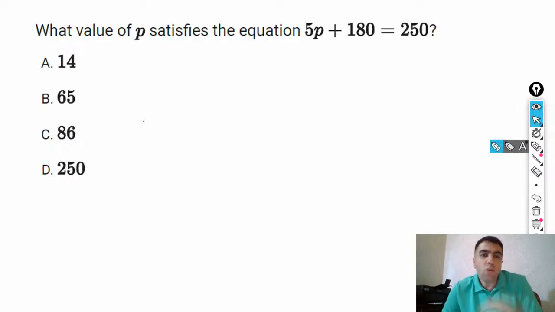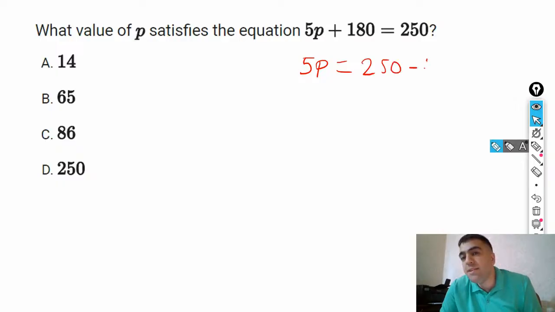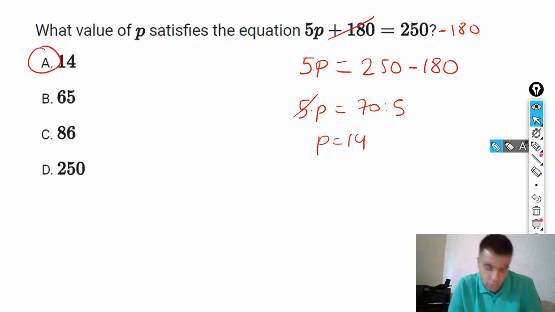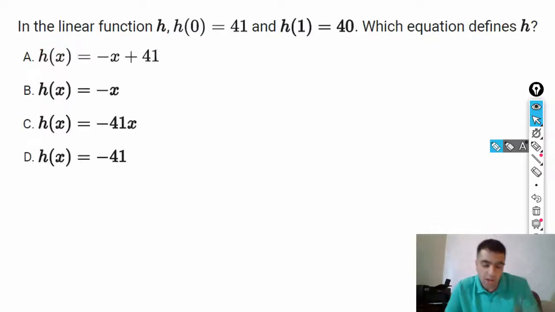What value of P satisfies the equation? Let's solve this equation. We know that 5P is equal to 250 minus 180, right? If it is positive on the left side, we should write negative on the right side. And we should divide the 70 by 5. P is equal to 14. You are all right, guys. Let's continue with the other question.